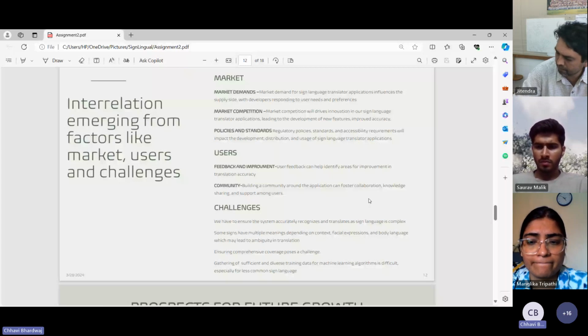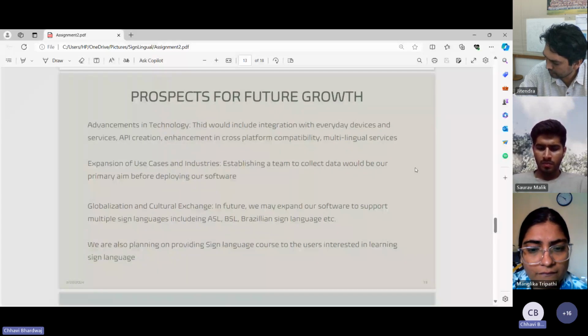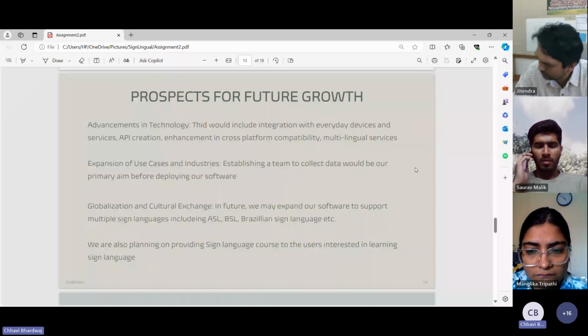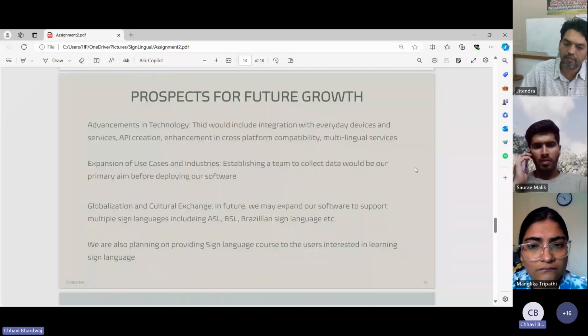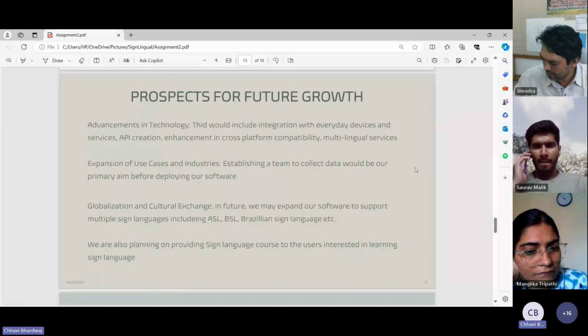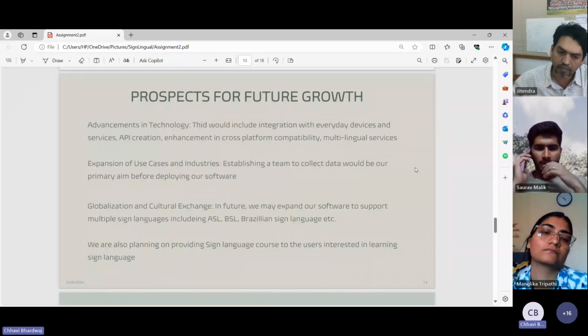For future prospects, we would do some advancement in technology to enhance it. We will have to curate a good data set, and we will have to continually enhance it to increase the accuracy of our model. We will also take user feedback to continuously improve our features and to cater to the problem more effectively. And maybe in future we can expand our model to convert not only ISL but different sign languages into different languages.